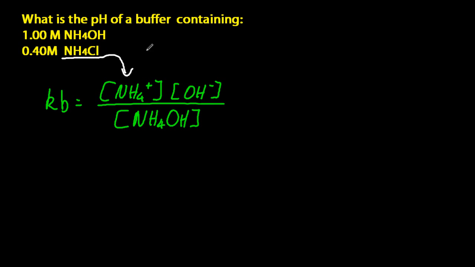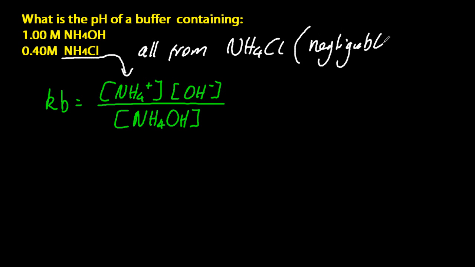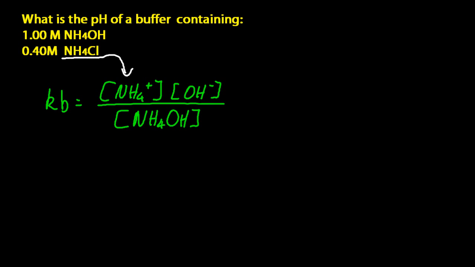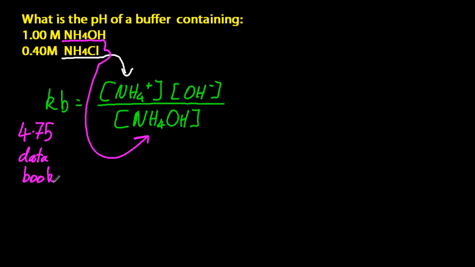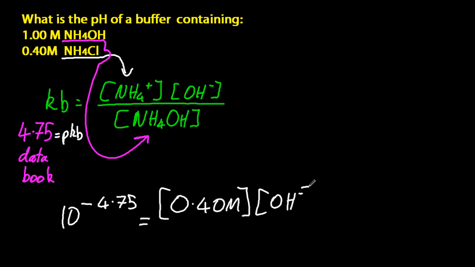So now, the ammonium ion is produced by the salt of the weak base, and we're going to assume negligible from the weak base. And my ammonium hydroxide, well, that's going to give me the number at the bottom. Essentially, the number at the bottom is the number on the bottle, normally. Kb, I'm going to get from the data booklet, well, that's pKb. So Kb is 10 to the minus 4.75. And I'm just going to pop the numbers in there.